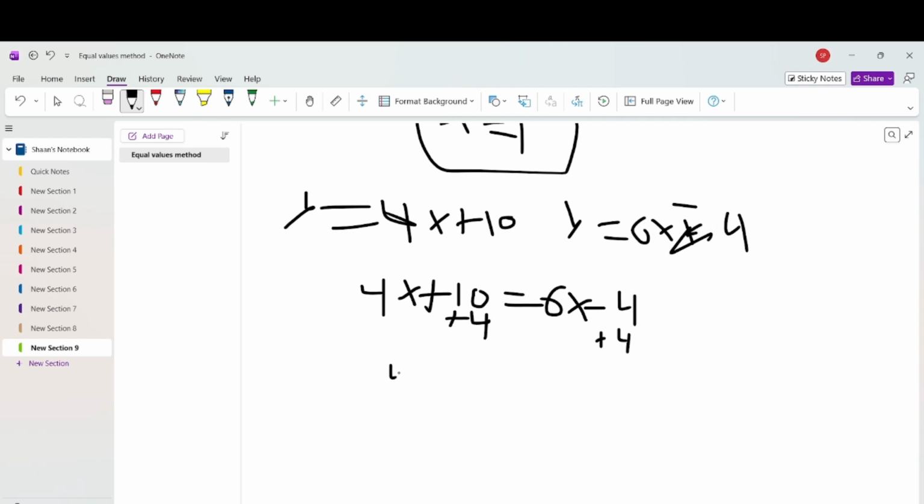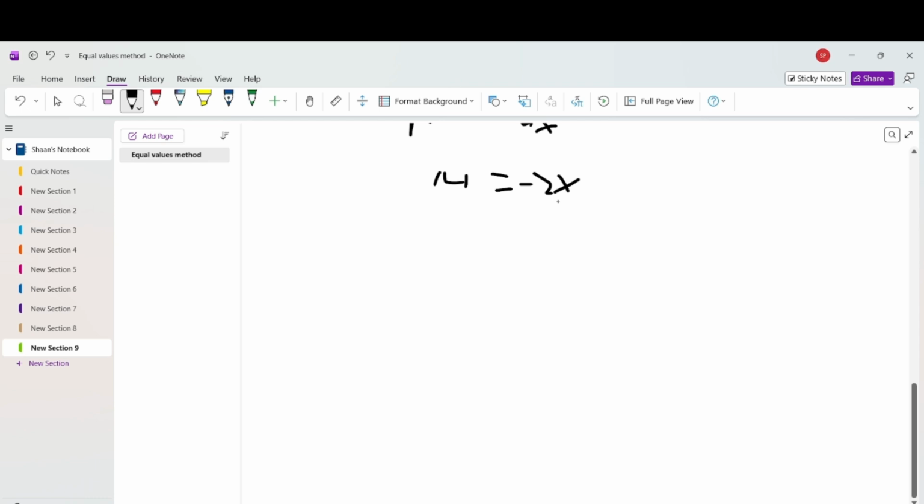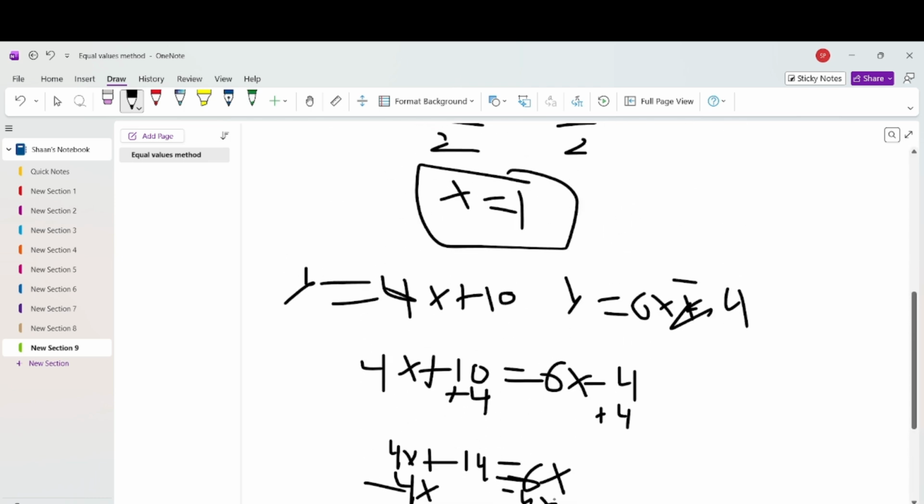So we'll have 4x plus 14 is equal to 6x. Now I'm going to subtract 4x on both sides to get x alone. 14 is equal to negative 2x. So now we need to get x, so we're going to divide both sides by negative 2. So we have x is equal to negative 7. But let's check this. Whenever you get a solution, you must check it to make sure that the solution is actually right.